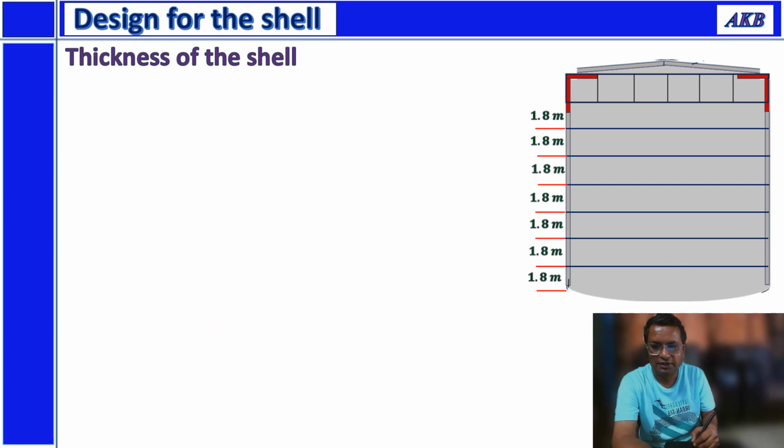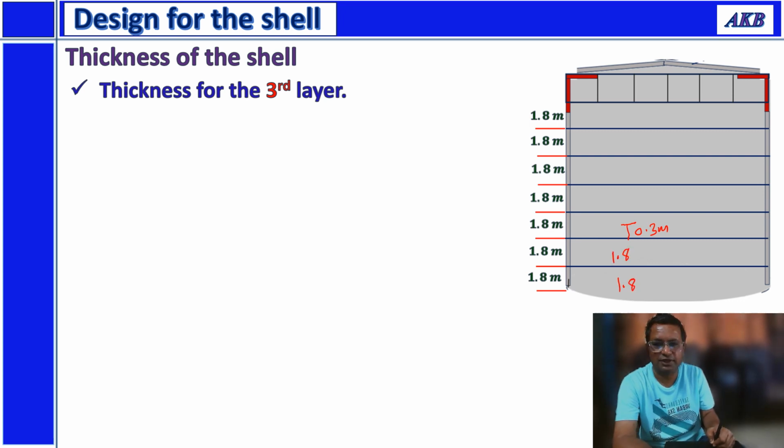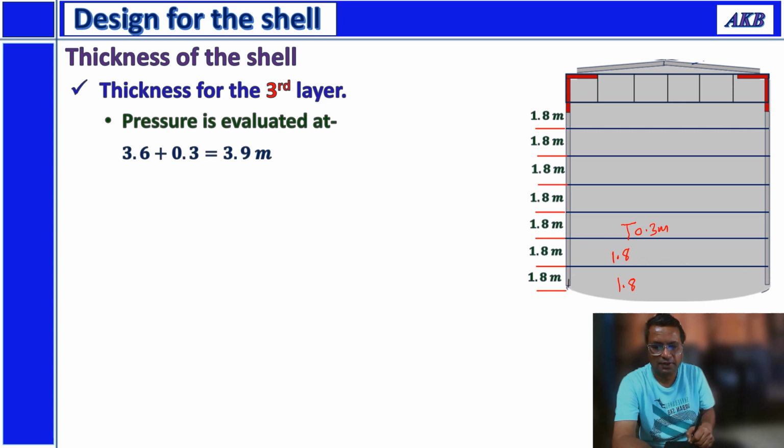Now let us move ahead. Let us calculate thickness for the third layer. You are calculating thickness for the third layer, which means pressure will be evaluated at a distance of 0.3 meter from the bottom. So total height will be 1.8 plus 1.8 plus 0.3. Pressure will be evaluated at 3.6 plus 0.3. I have already explained this. So the height will be 3.9 meter, measured from the bottom.